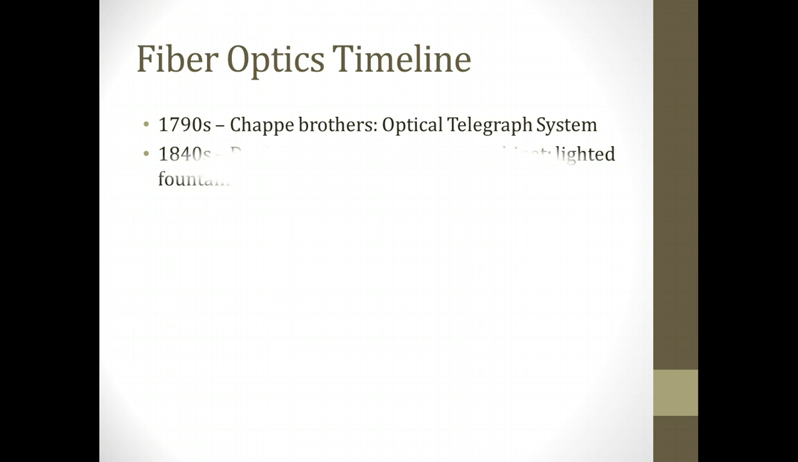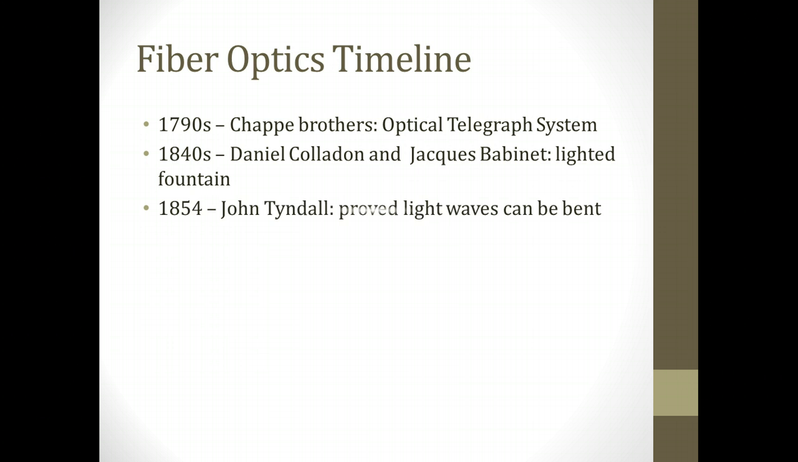In the 1840s, Swiss physicist Daniel Colladon and French physicist Jacques Babinet demonstrated how light could be directed along water jets in a fountain. And in 1854, John Tyndall, a British physicist, showed a light signal traveling through a curved water stream. And this proved that light waves can be bent.